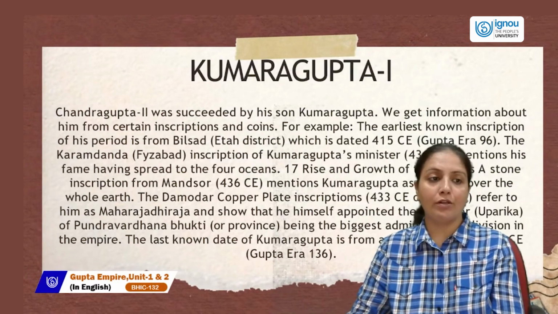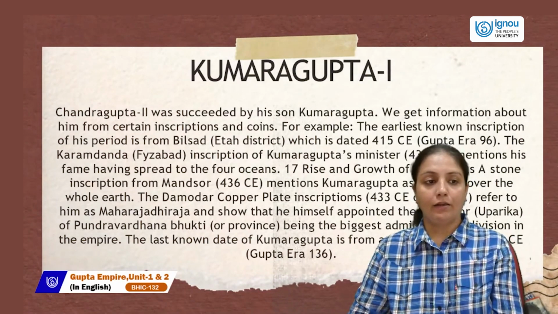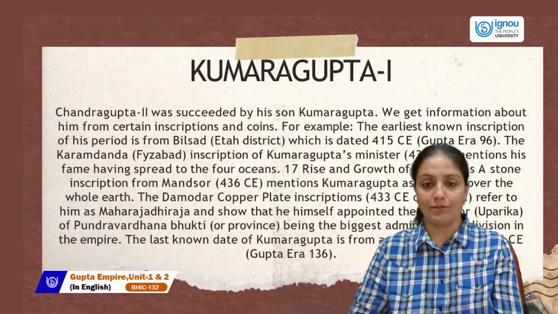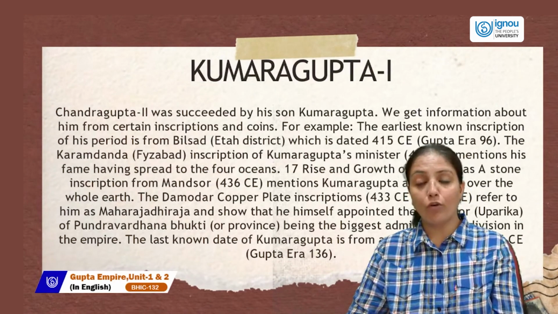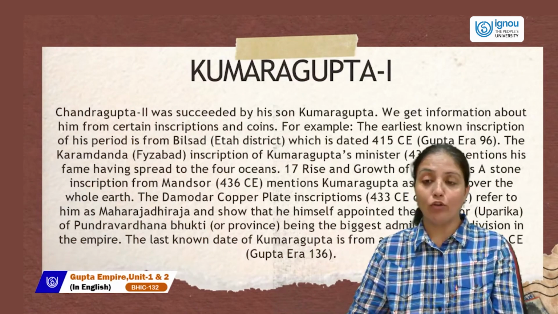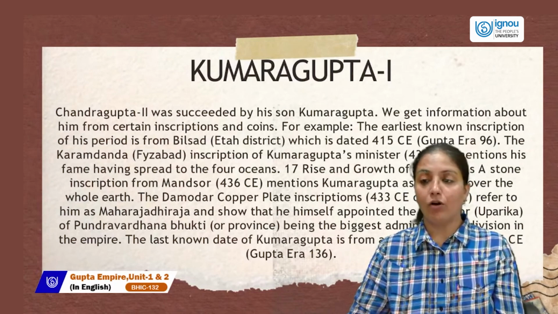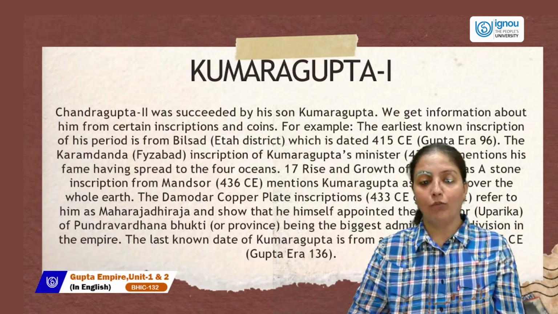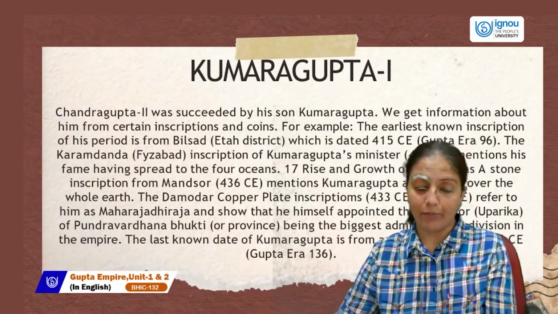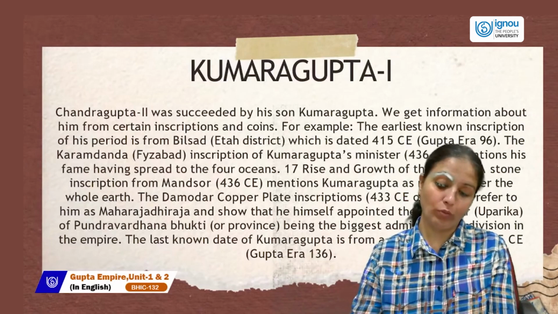For example, the earliest known inscription of his period is from Bilsad, Etah district, which is dated 415 CE. The Karamdanda inscription of Kumaragupta's minister mentions his fame having spread to the four oceans. Stone inscription from Mandsaur mentions Kumaragupta as reigning over the whole earth. The Damodarpur copper plate inscription refers to him as Maharajadhiraja and shows that he himself appointed the governor of Pundravardhana Bhukti, the biggest administrative division in the empire. The last known date of Kumaragupta is from a silver coin dated 455 CE, Gupta era.